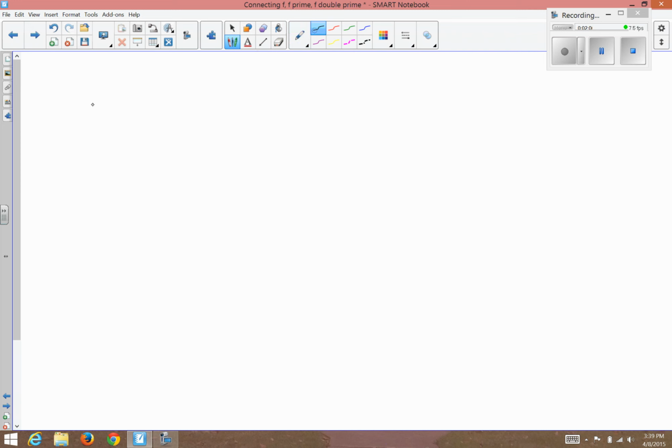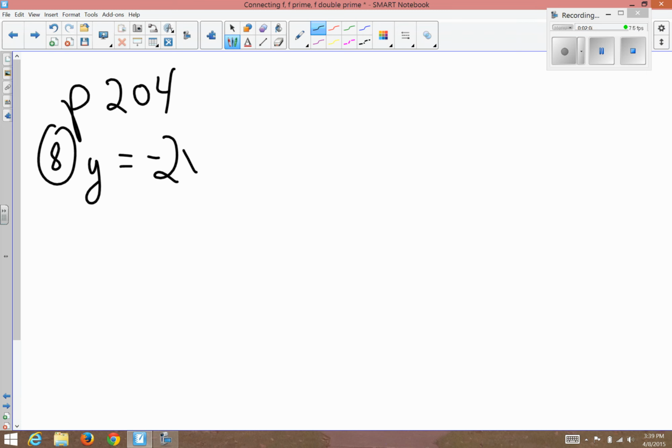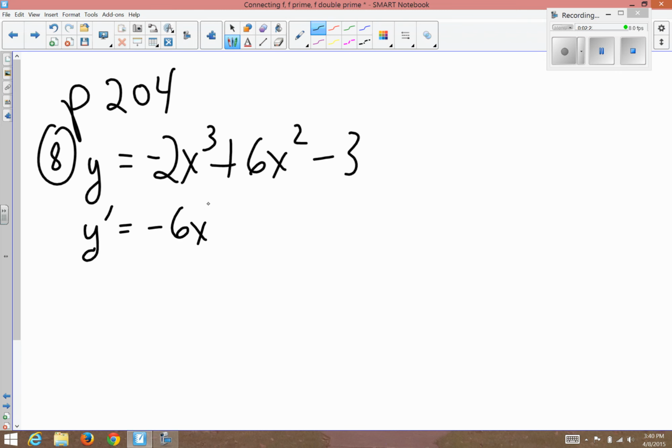On page 204, exercise 8, y equals negative 2x to the third plus 6x squared minus 3. There's a lot of questions to answer. We'll read the questions after we find the derivative. Label it y prime. Negative 6x squared plus 12x. Find when the derivative is equal to 0.